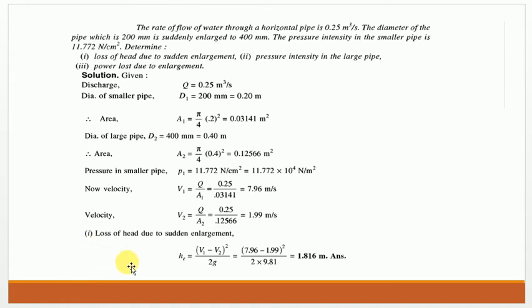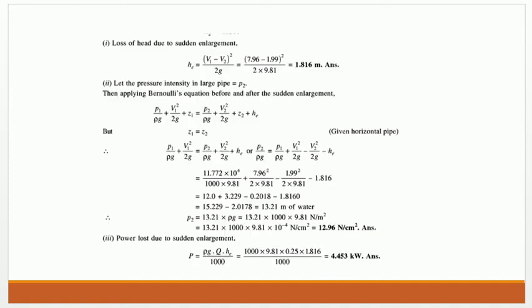First we're going to find the loss of head due to sudden enlargement. We know the formula which we have already discussed in the previous chapter. hL, which is the head loss due to sudden expansion, will be equal to V1 minus V2 the whole square by 2g. V1 and V2 are known. So we substitute and we find the head loss will be 1.816 meter, which is the head loss in terms of meters. The second one, loss of head due to sudden enlargement, we have already found, which is 1.816 meter.